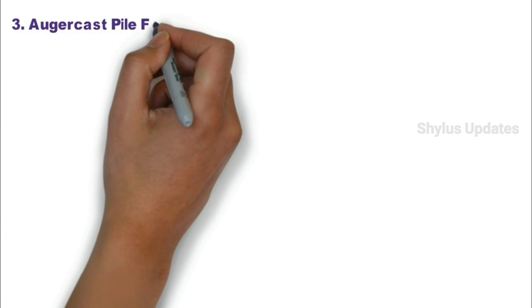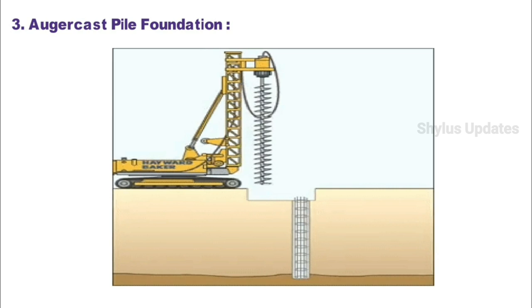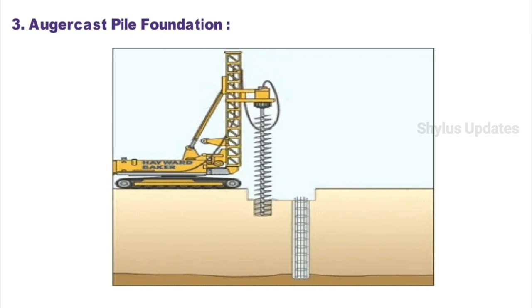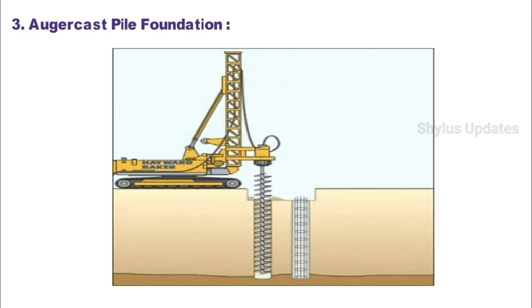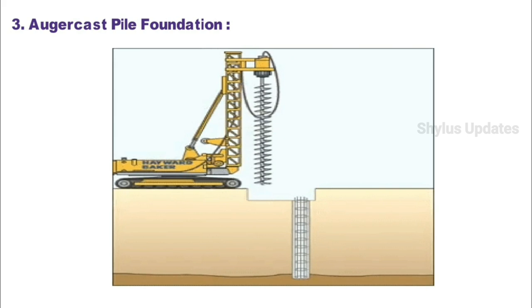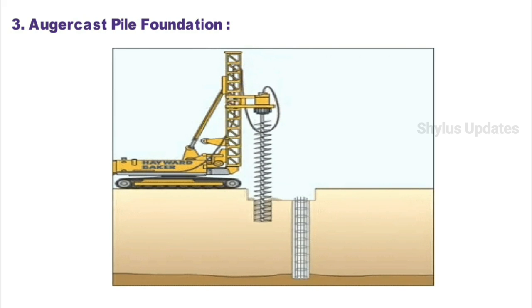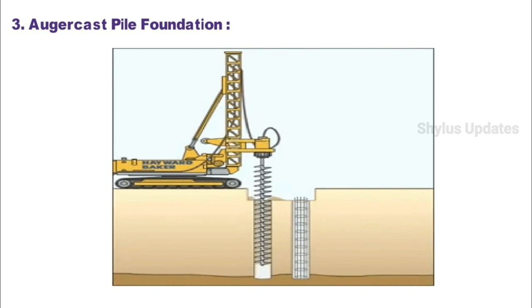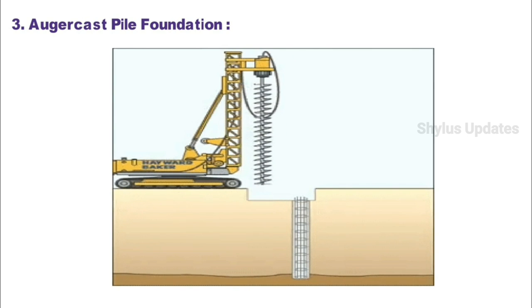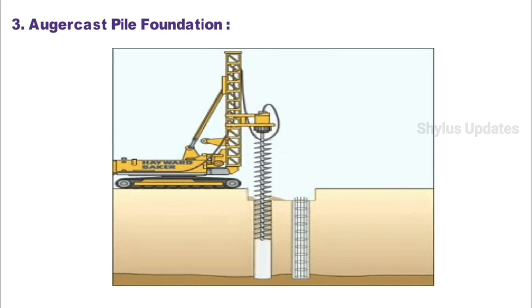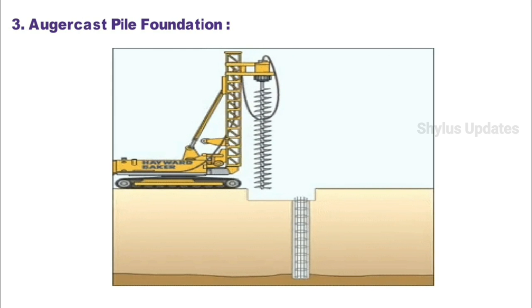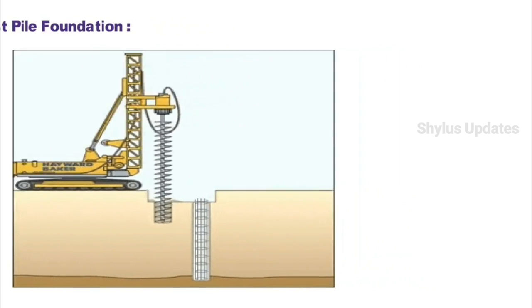Auger cast pile foundation. It is a type of drilled foundation and it is based on both end bearing and friction. Auger cast piles are installed by rotating a continuously flighted hollow shaft auger into the soil to a specified depth. High strength cement grout is pumped under pressure through the shaft as the auger is slowly withdrawn. Reinforcing steel is added as per pile specifications.